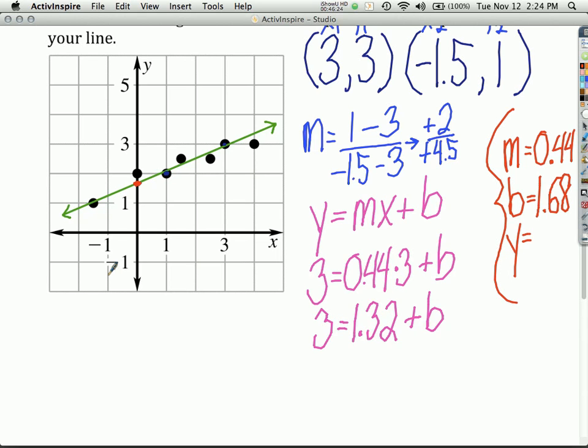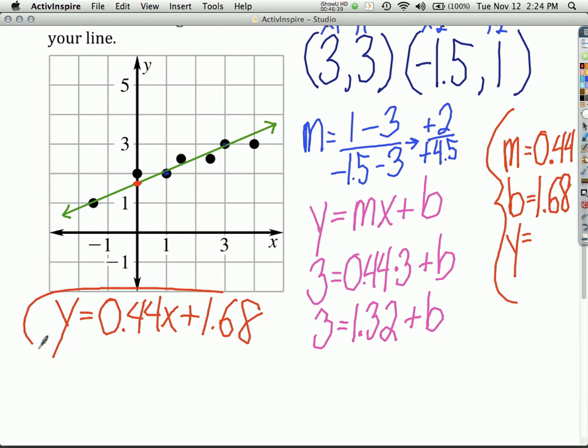And so now we have our slope, now we have our y-intercept, now we are ready to write the equation of the line. Y equals 0.44x plus 1.68, and that is an equation of our best fitting line.